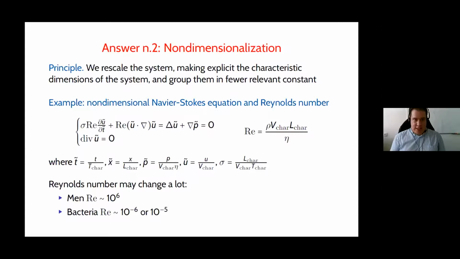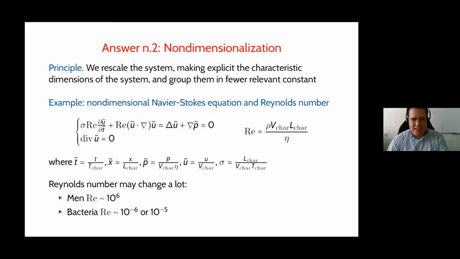Yes. In modeling, the main tool, if you want to see that one term is small compared to the others, is usually to do a non-dimensionalization. So we rescale the system, we make explicit the dimensions of the system: the characteristic time scale, so the period of the actuation, and the characteristic length, so how much, for instance, the system moves during a period, or other quantities. And then we group all these characteristic dimensions in a few relevant constants.